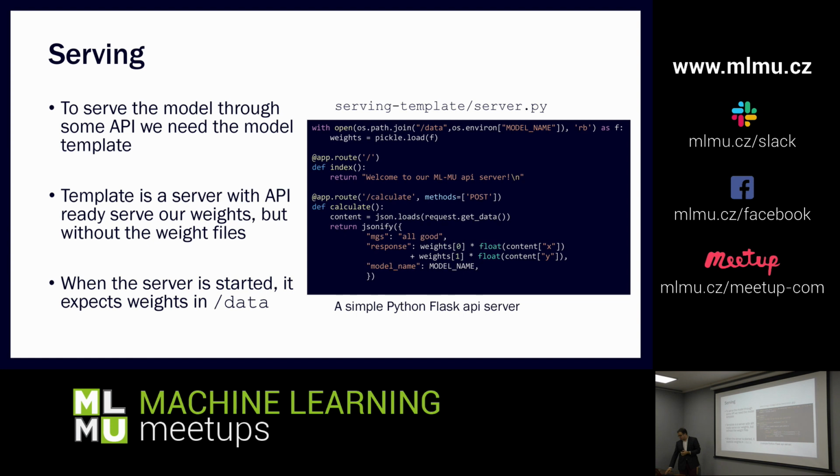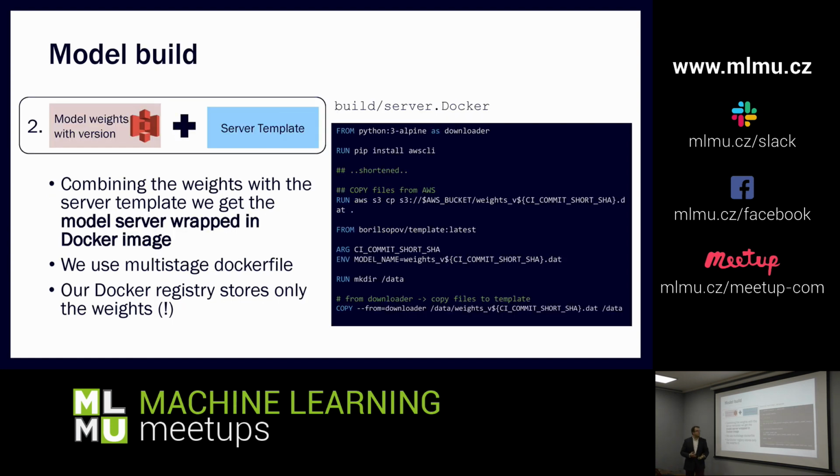Now the weights are going to be copied into the image. So how do we build it? First, we download the weights, and now we're in the pipeline, so we have the Git hash, so we have the version of the weights. We download it, as you can see here, you copy it from S3 to the current directory. And this is the serving template we did in the previous step. And from the downloader, this part, you copy the weights to this folder. That's basically it. And this is the resulting Docker image that you push to the registry, and that's something that you can already use in production.